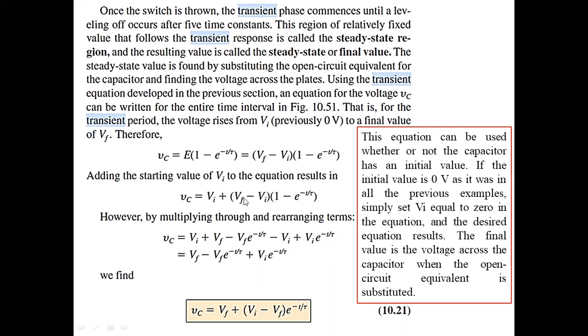So solving that bracket, we will get Vf minus Vf e raised to power minus t by tau plus Vi e raised to power minus t by tau. Taking e raised to power minus t by tau as common, we will get Vc equal to Vf plus (Vi minus Vf) e raised to power minus t by tau. Now if we have no initial value, meaning Vi is equal to 0, will this equation satisfy the expression? Let's put Vi equal to 0 here, so we will get this, and Vf is equal to E.